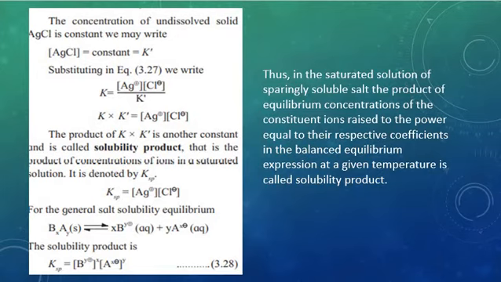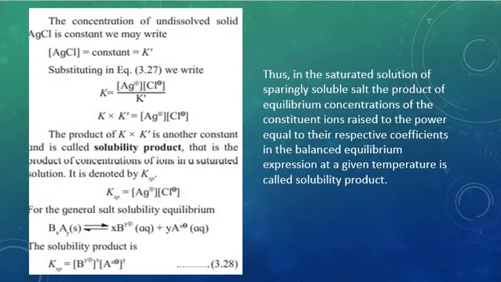So equilibrium constant multiplied by K dash, which is the concentration of silver chloride, is equal to Ag+ ion concentration multiplied by chloride ion concentration. The product of these two is called the solubility product, and I am replacing K multiplied by K dash by Ksp. So Ksp is equal to Ag+ ion concentration times chloride ion concentration.